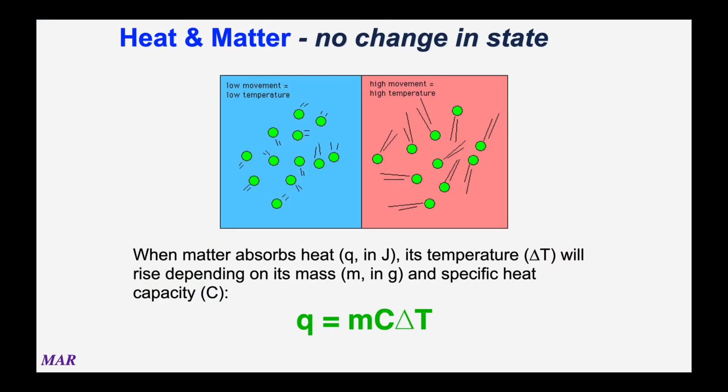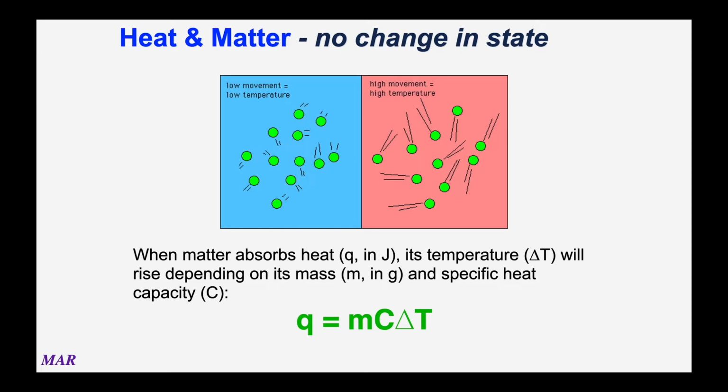Here's another way to express how these things work. On the left-hand side, you have a cold sample, not much movement, low temperature. On the other hand, on the right, you have a high movement and high temperature. And it's totally possible to change the energy of the sample without changing the phase.